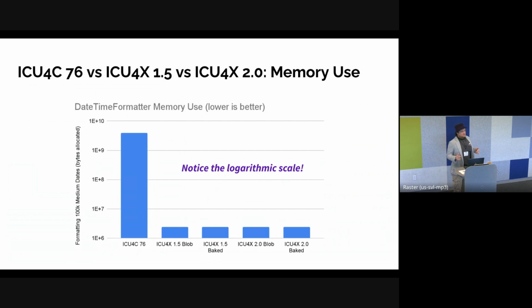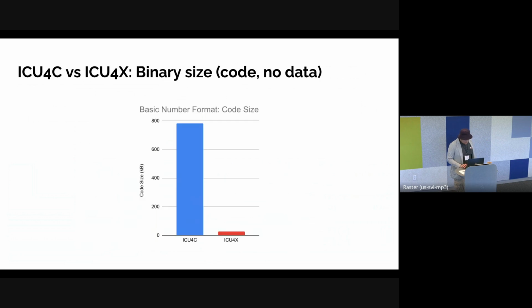Why would you care about this? Maybe if you're in a data center, for example, and you're running a lot of this at scale, this can really have an impact for you. Binary size. This one is a slightly older graph. This is for a number format, but the graph is still valid and still true.